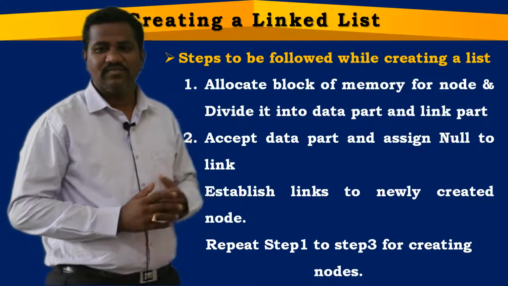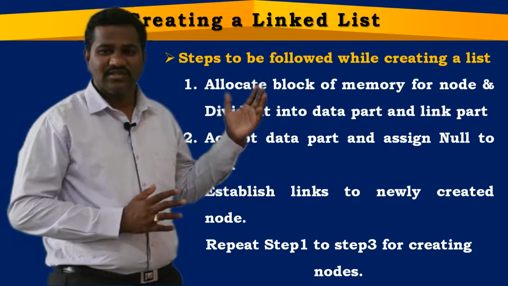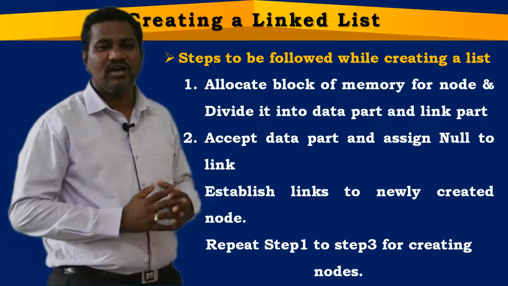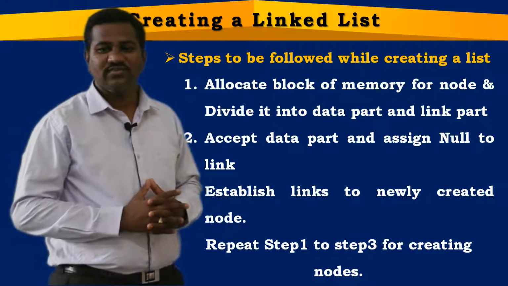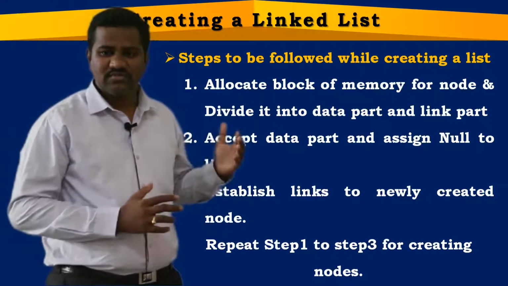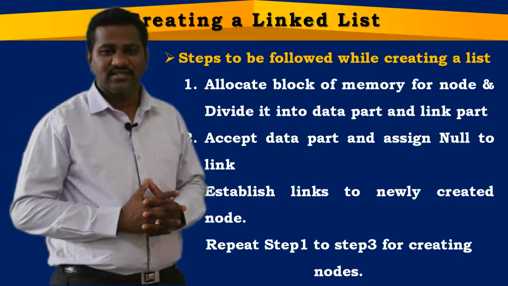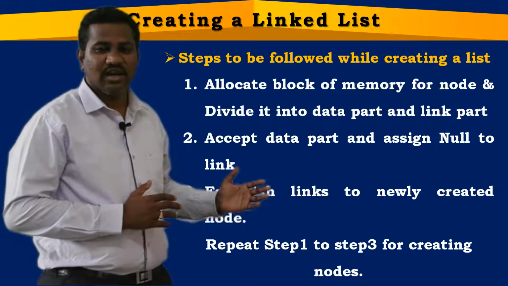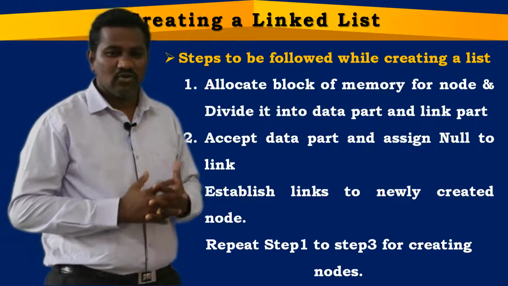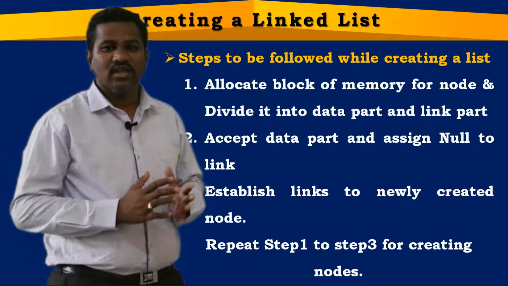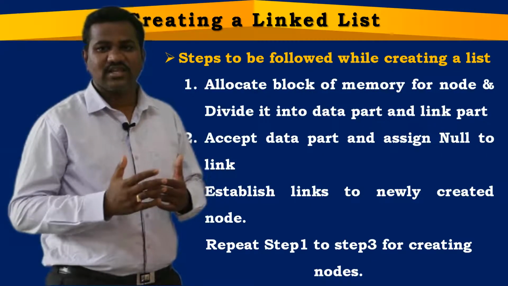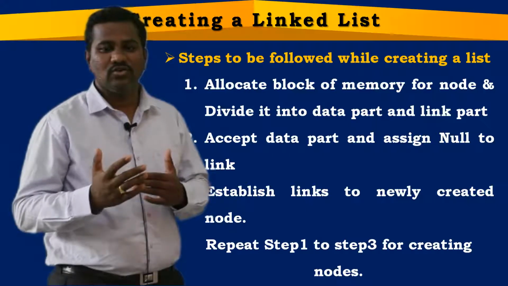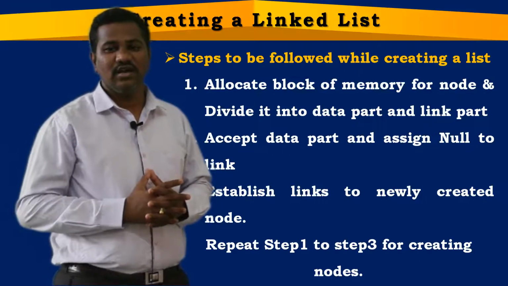In the last session, we have seen the first two things: allocating a block of memory, accepting the data part, and assigning null to the link part, and what instructions we have in case of these two steps, and those instructions we also discussed clearly. Now we'll be focusing mainly on this part, establishing links to the newly created node. How to establish the links to the newly created node? If one node is there and a second node is created and a third node is created, how to establish the link between the second and third node? Like that we'll be discussing clearly in this session, right?